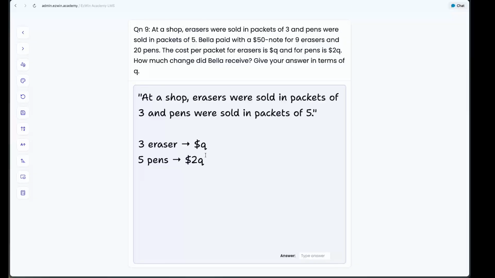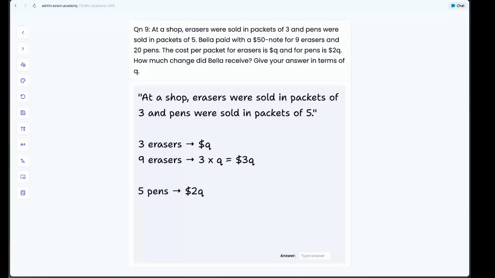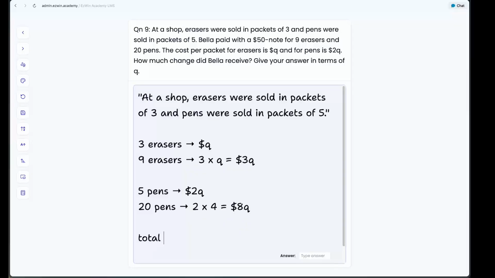So now we want to find 9 erasers, which will be 3 times Q, which is equal to $3Q. Then she bought 20 pens. So from 5 pens to 20 pens will be 2 times 4, which will be equal to 8Q dollars. So the total would then be 3Q plus 8Q, which is equal to $11Q.